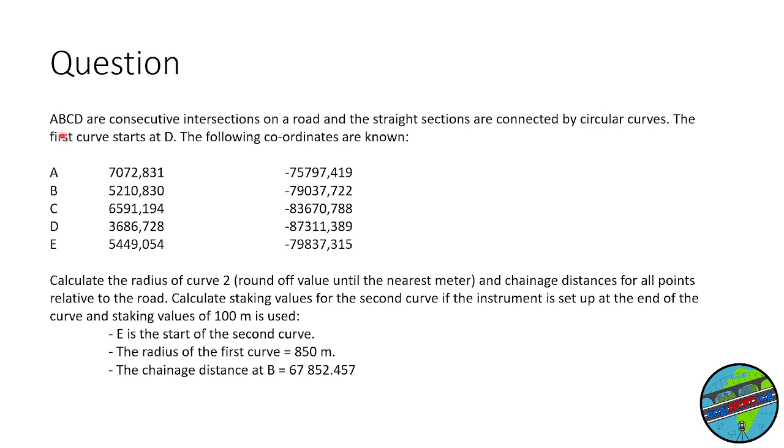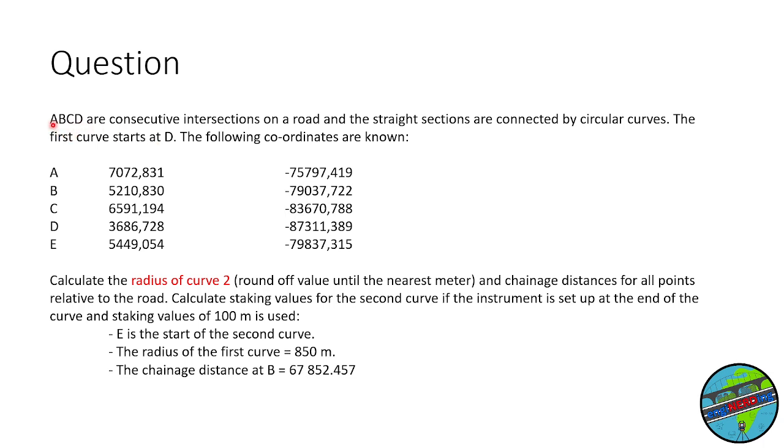So if we look at our question, we'll see that A, B, C, D are consecutive intersections on the road. The first thing that means is we have all these values which are points on the road. They're either PI values or the beginning and end of our road. Then they are connected by straight sections. So this means that there is a straight road between each of the curves. And the first curve starts at D.